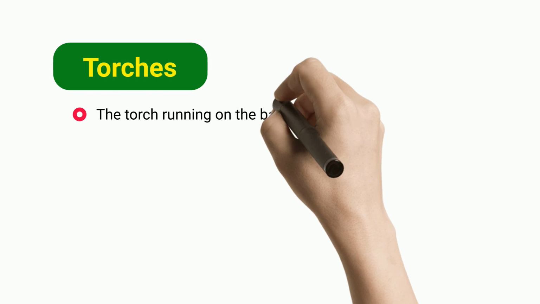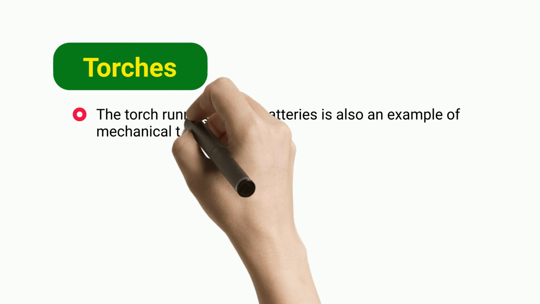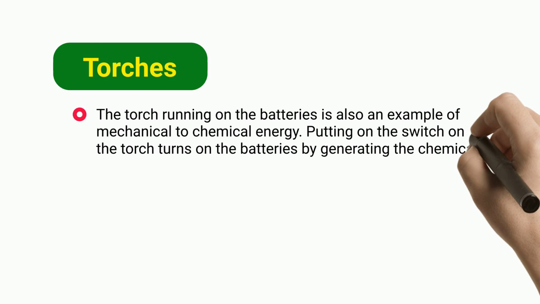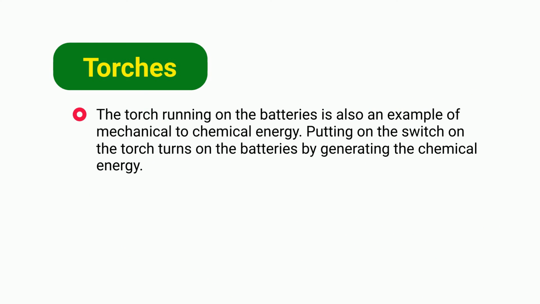Torches. The torch running on the batteries is also an example of mechanical to chemical energy. Putting on the switch on the torch turns on the batteries by generating the chemical energy.